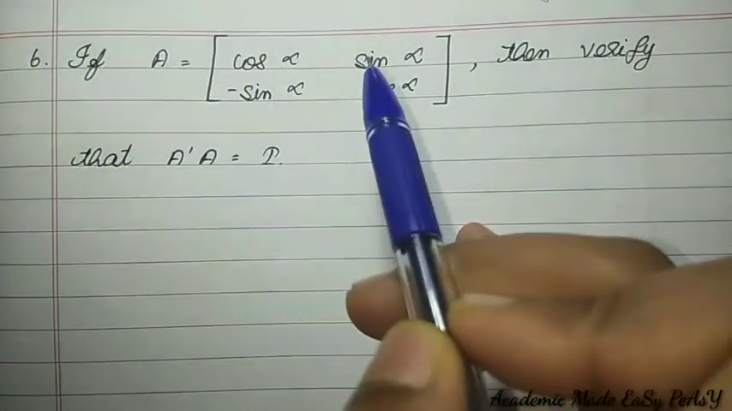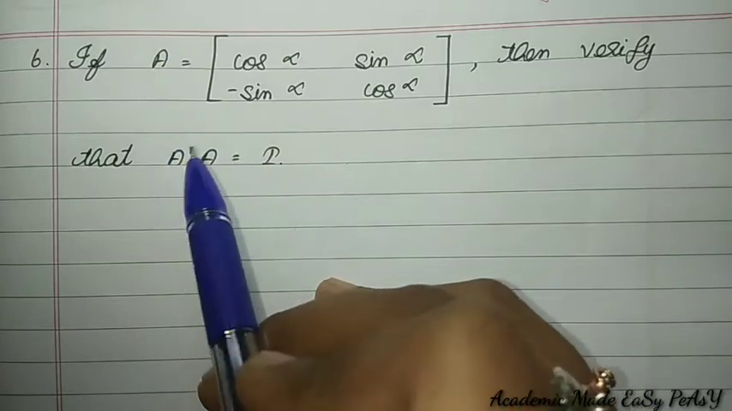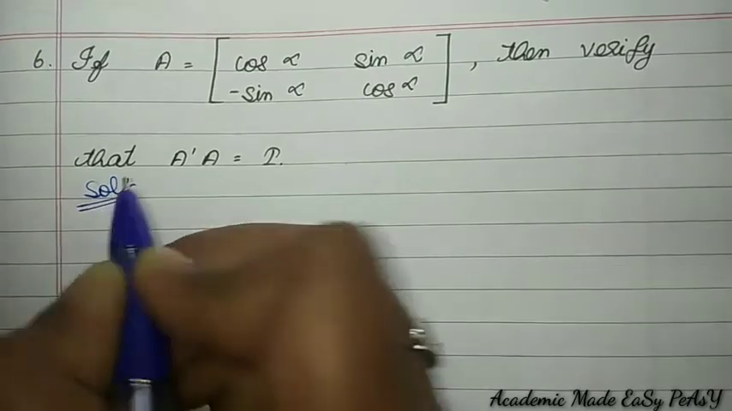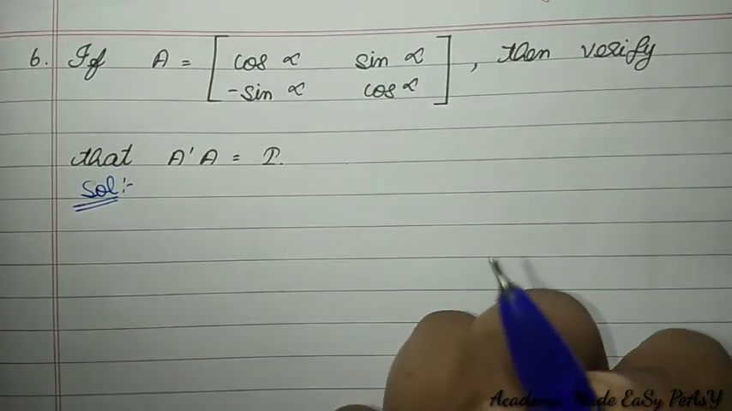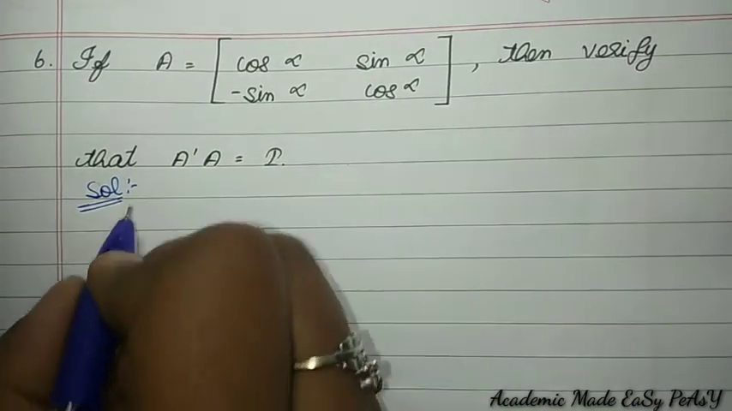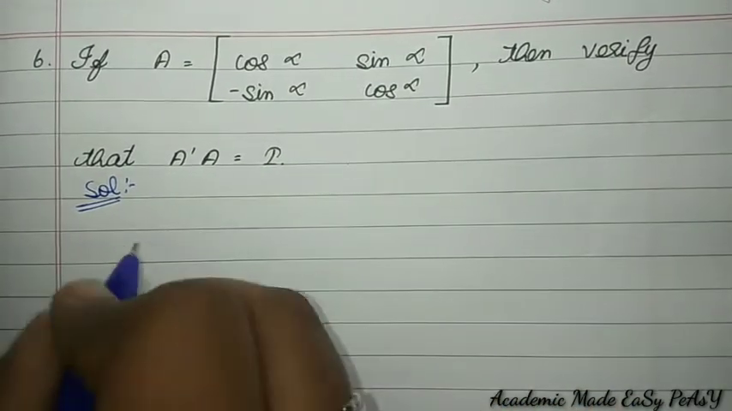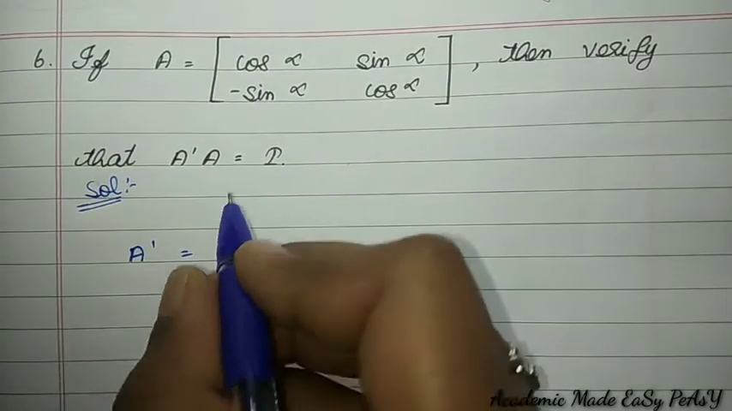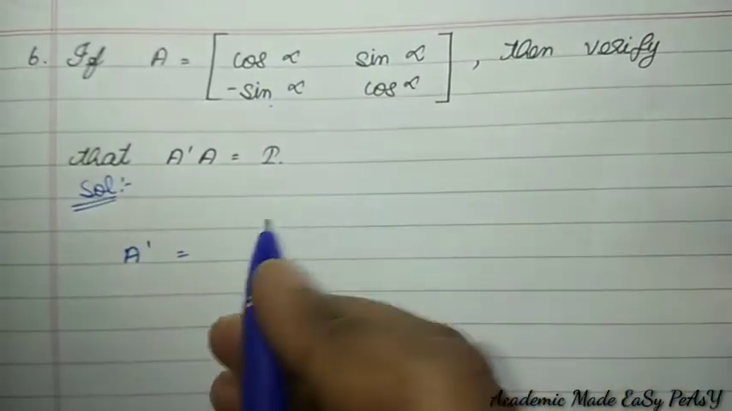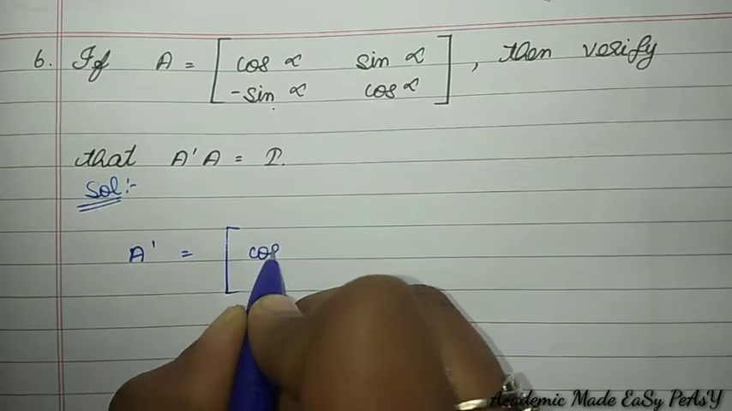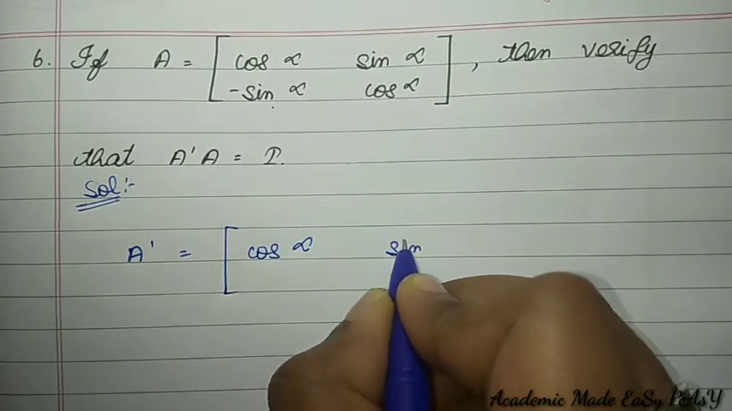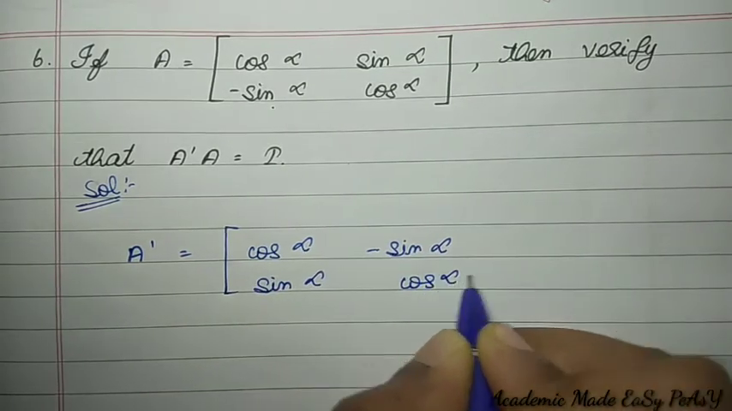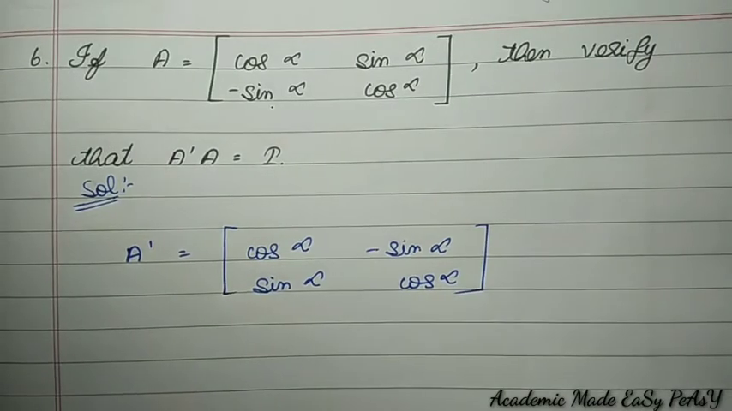Question 6. If matrix A is given, then verify that A transpose into A is equal to I. So this is one of the very easy questions. So we may get these types of questions for 2 marks. So first, let us find A transpose, then we will start multiplying it. So A is given, so A transpose will be, now I will be changing the columns to rows. So first column as first row, minus sin alpha, cos alpha. So this is my A transpose.